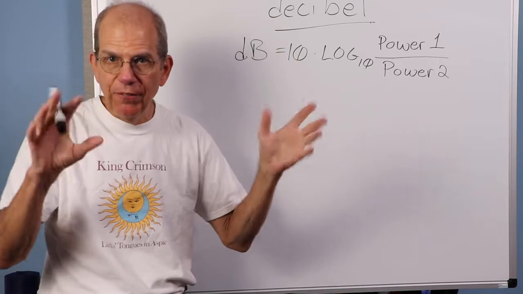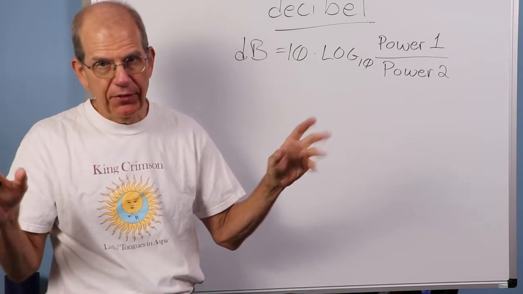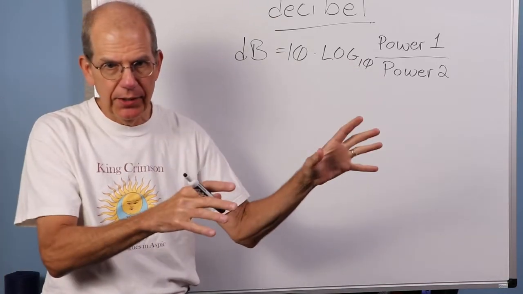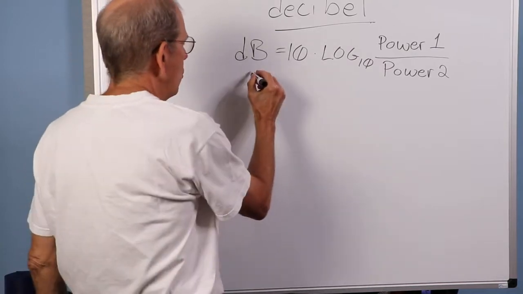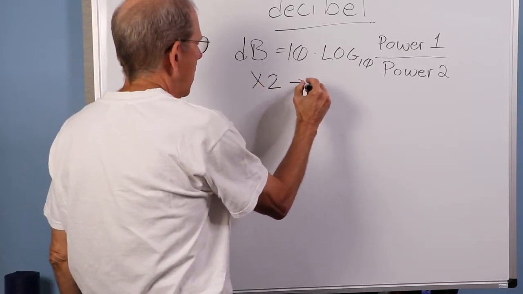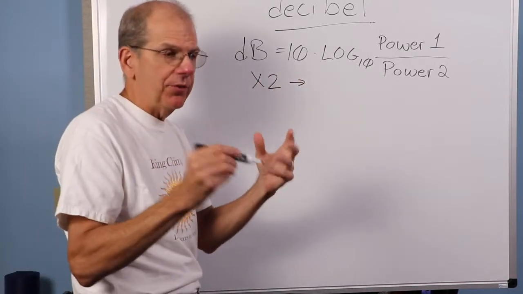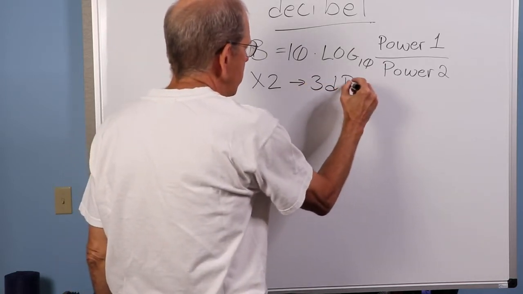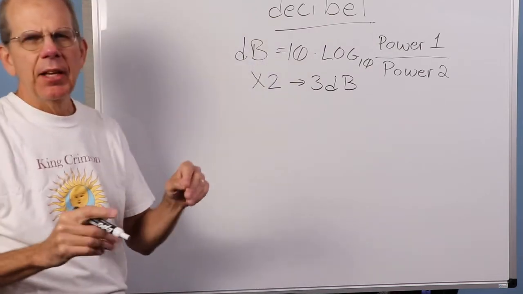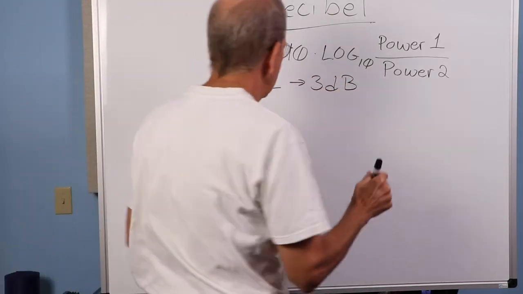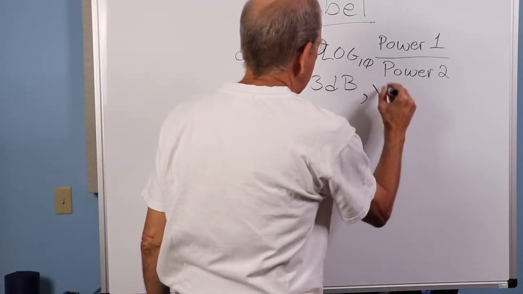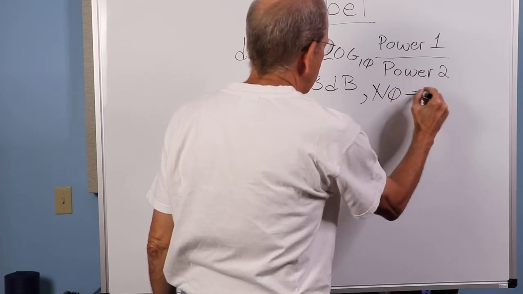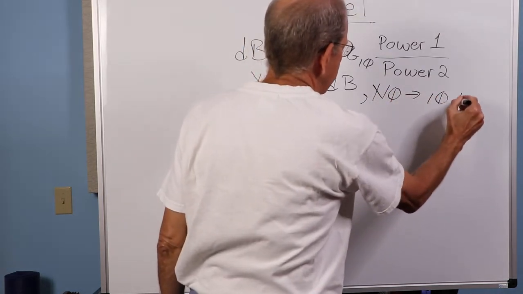Couple of round figures you can use to make your life easy without always having to reach for a calculator. Factors of 2 are approximately 3 decibels. It's 3.01 and some change, but we just basically say it's about 3 dB. Factors of 10, because this is base 10 log, factors of 10 will turn into 10 dB.